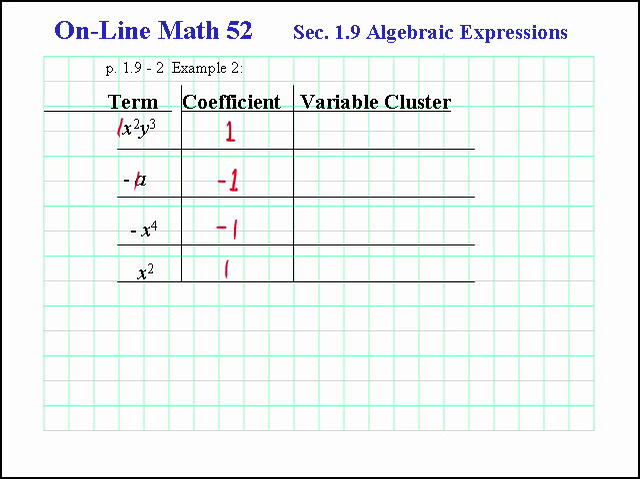The variable cluster, unaffected by all this. The variable cluster is x squared y cubed for the first one. It's, again, just a, the second. Here it's x to the fourth, and here it's x squared. Okay? So that's just getting you used to some of the words that we use in these algebraic expressions, which are made up of all these terms. Notice we're focusing on the terms here. Okay, next slide.